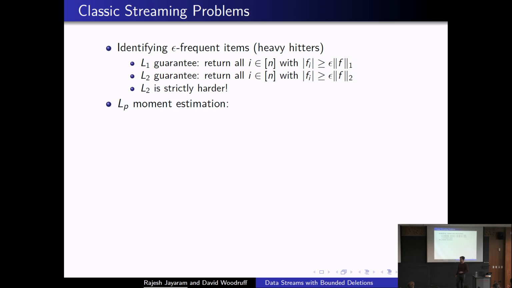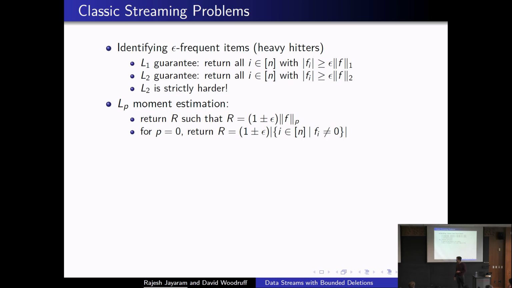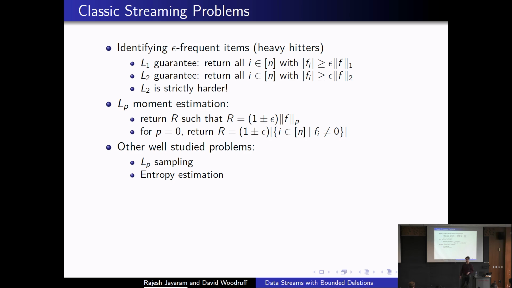So then there's LP norm estimation that I talked about on the last slide, basically. You want to estimate the LP norm of the vector. For p equals 0, this corresponds to estimating the size of the support, the number of non-zero coordinates in the support, called L0 estimation. And then there's a bunch of other studied problems, such as sampling according to the LP norm, estimating the entropy of the vector, just considering the vector to be a probability distribution, and then estimating the inner product of two of these vectors.